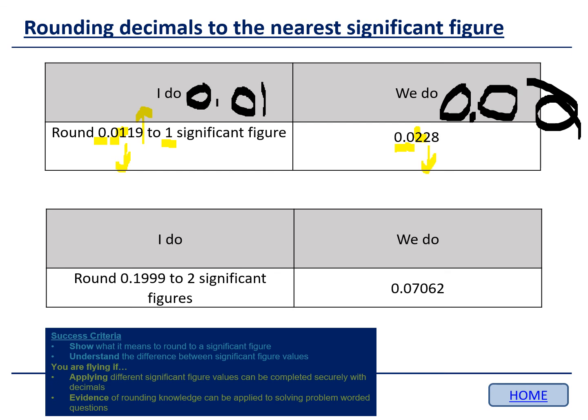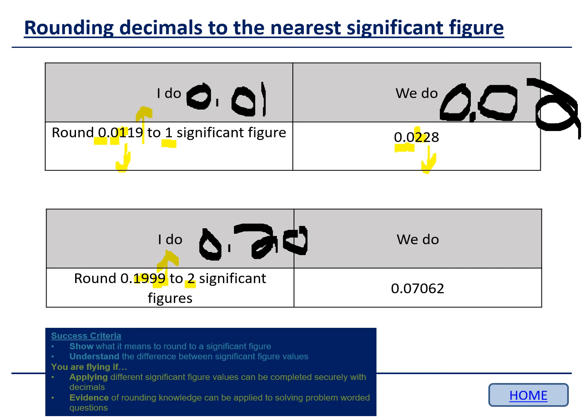This time, 2 significant figures. Brilliant. So what I'm going to do is I can see nothing here. That's one significant figure. The first 9 is the second significant figure. So don't worry about the 1. Looking ahead, I can see 99, so 9 ten thousandths. I know this is going to round up to this first 9 here. So it's only going to take me to 0.20, so 20 hundredths. Have a go at the we do, see how you get on.